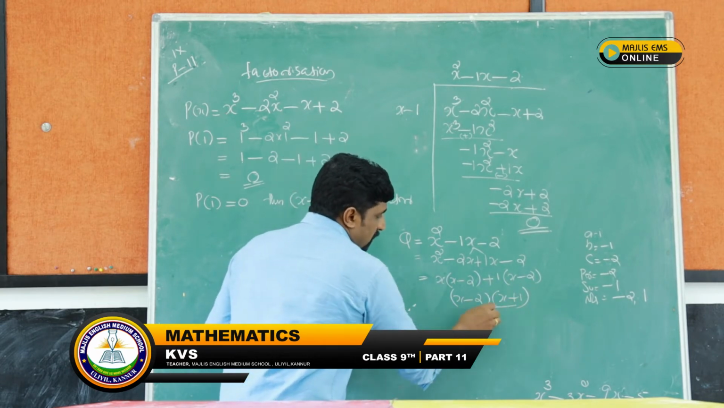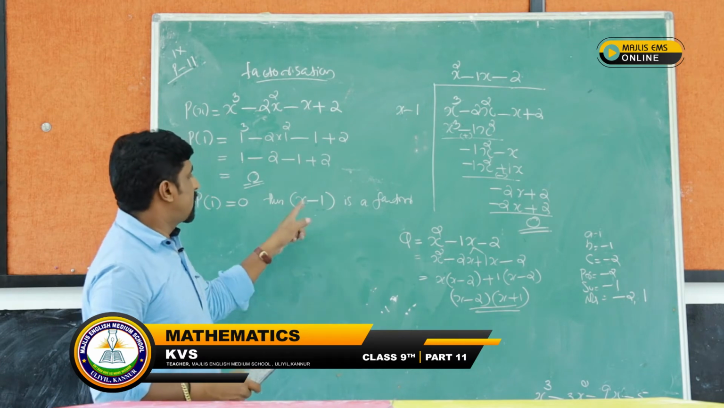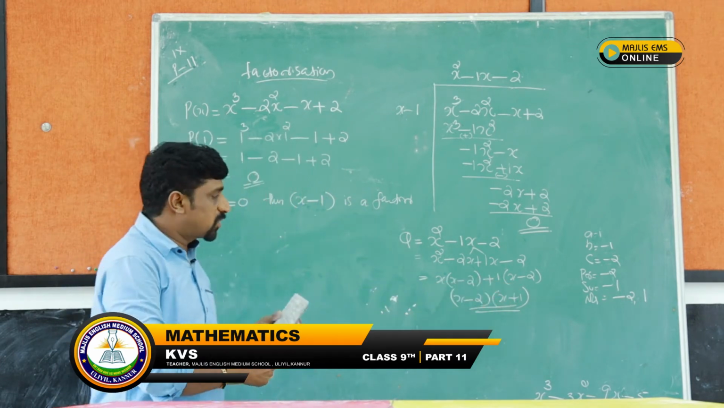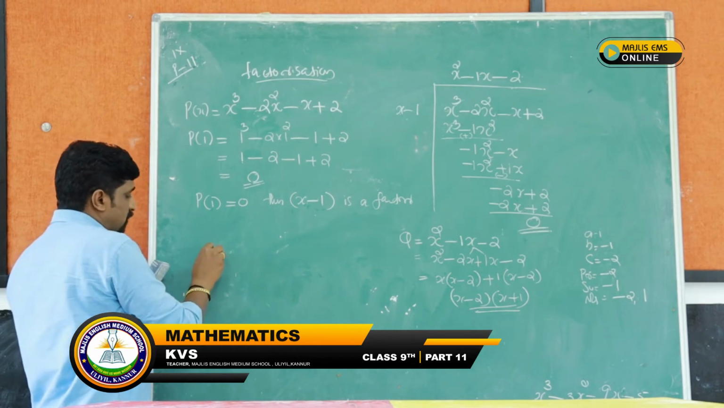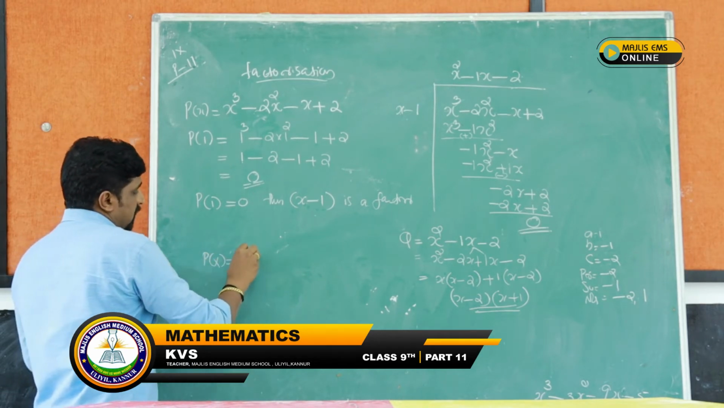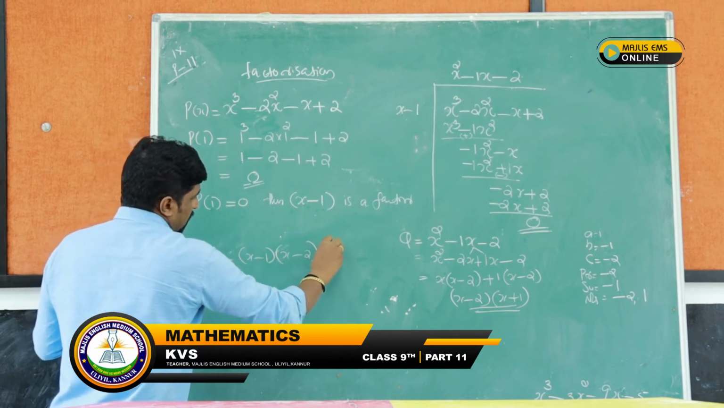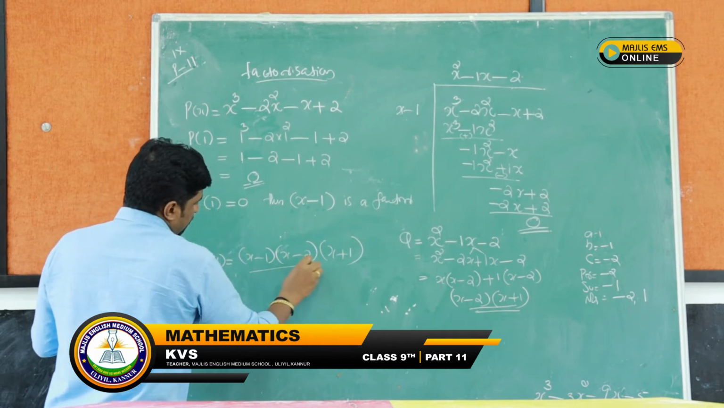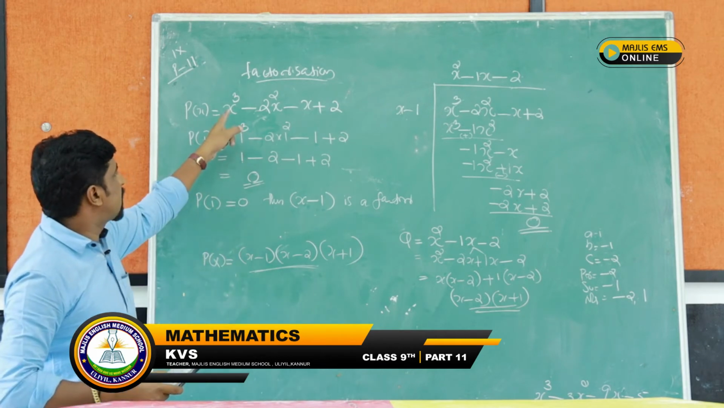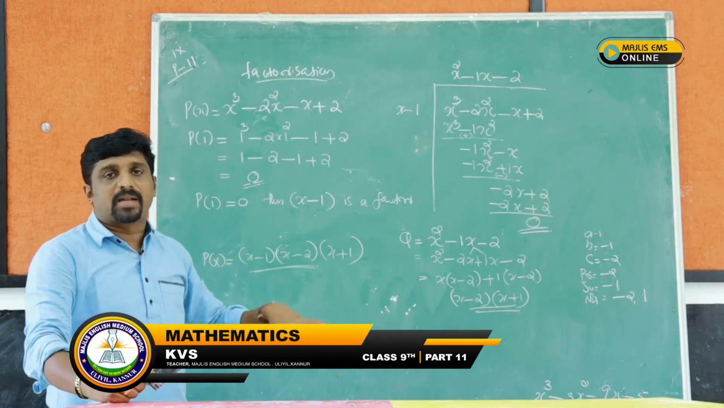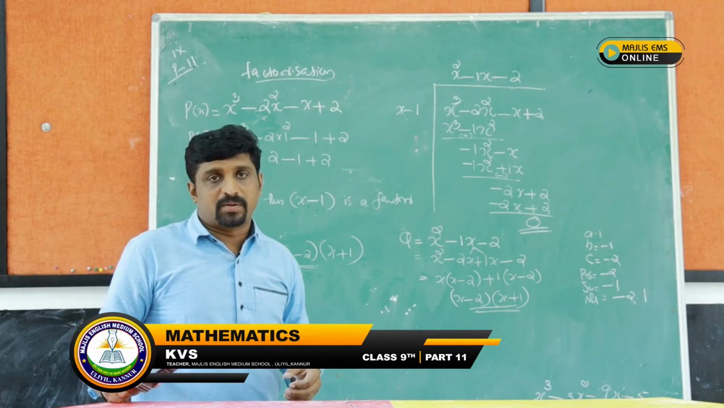We got 2 more factors now. Here we got first factor and here we got 2 more factors. Therefore, last you write like this, p of x equal to, we can write 3 factors, x minus 1 into x minus 2 into x plus 1. We got 3 factors because the highest power is 3, we got 3 factors here. This is the factorization of cubic polynomial.